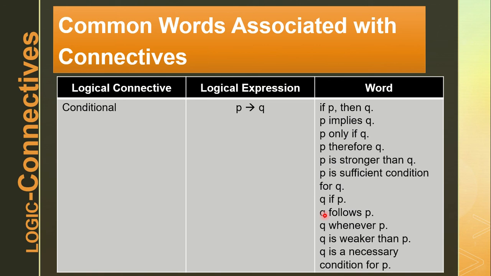Associated words with connectives, we have: if P then Q, P implies Q, P only if Q, P therefore Q, P is stronger than Q, P is a sufficient condition for Q. Or we can say Q if P, Q follows P, Q whenever P, Q is weaker than P, Q is a necessary condition for P. So these are just the same.